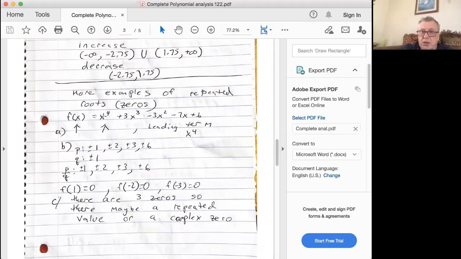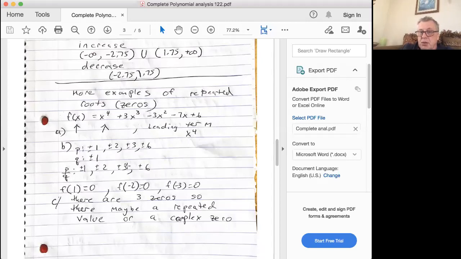And so x to the fourth plus 3x cubed minus 3x squared minus 7x plus 6. Our leading term is x to the fourth. The behavior goes up in both directions, as it would with an even ordered polynomial. Our p's and q's: 1, 2, 3, and 6 for the p's, and plus and minus 1 for the q.